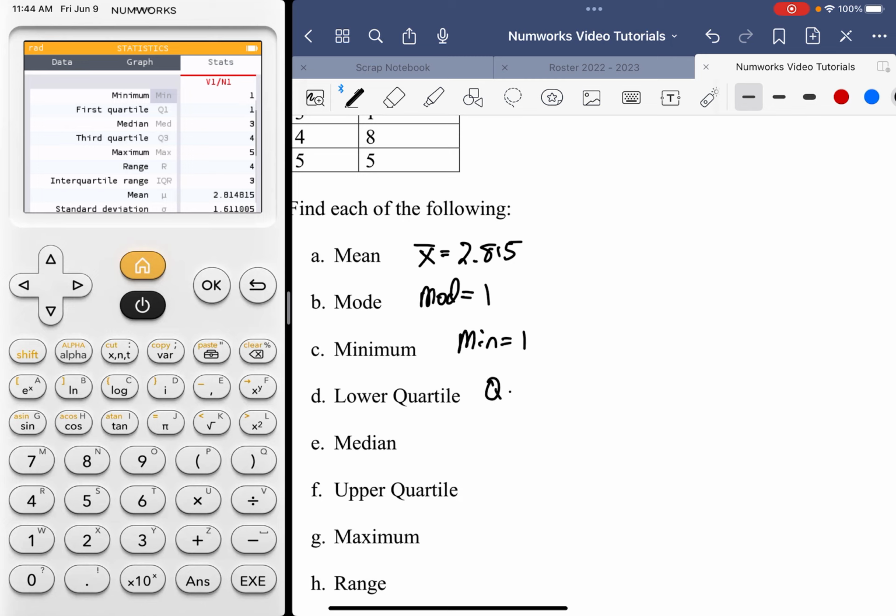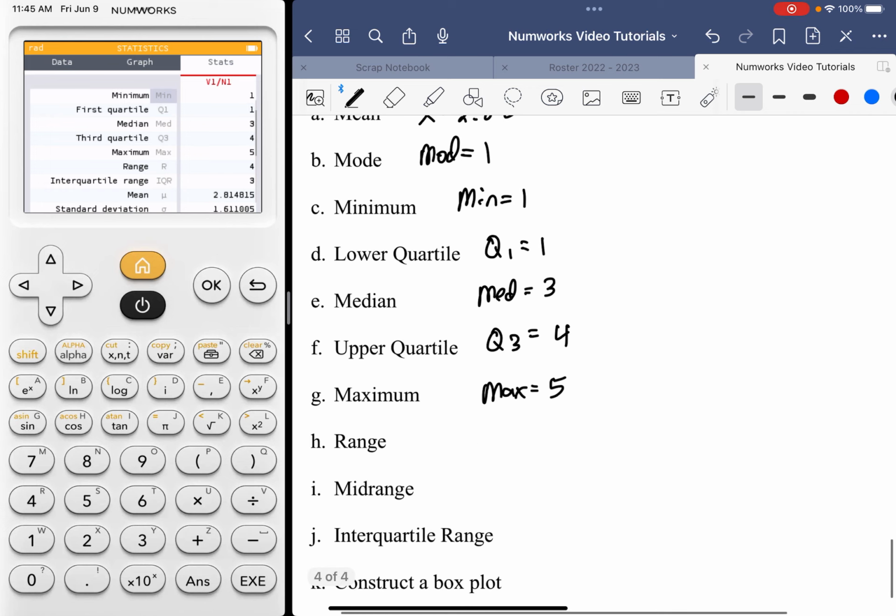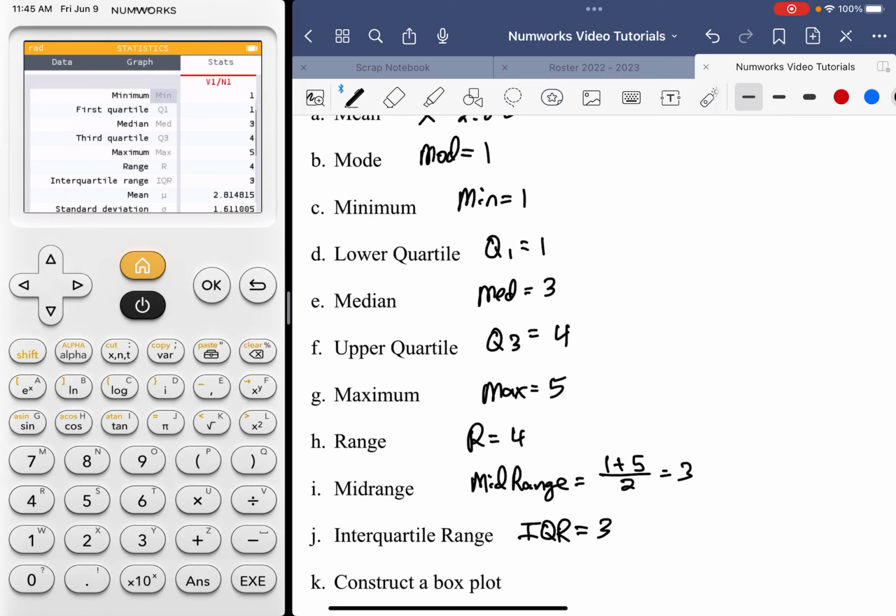Lower quartile, Q1, also 1. The median, 3. The upper quartile, Q3, is 4. And the maximum is 5. The range, 4. Interquartile range, 3. Oops, sorry, I skipped the midrange. That's the average of the minimum and the maximum, so 1 plus 5 over 2 is going to be equal to 3.